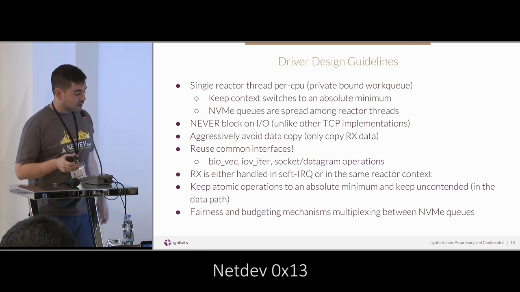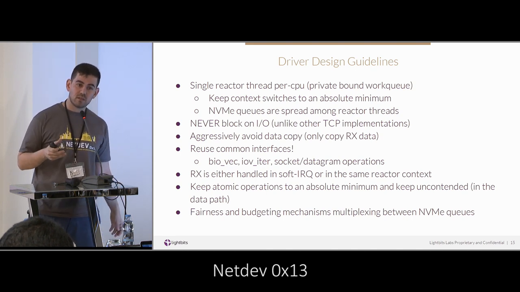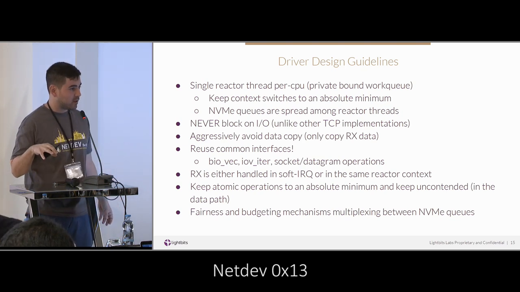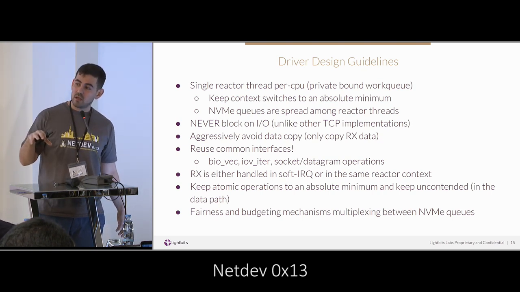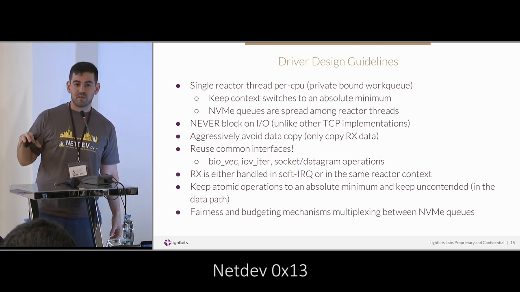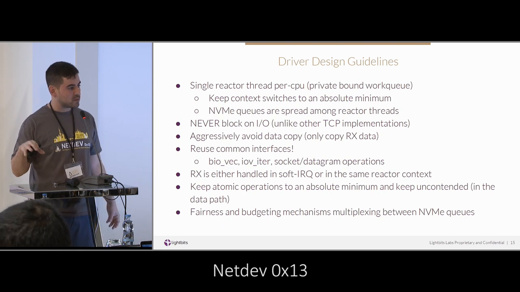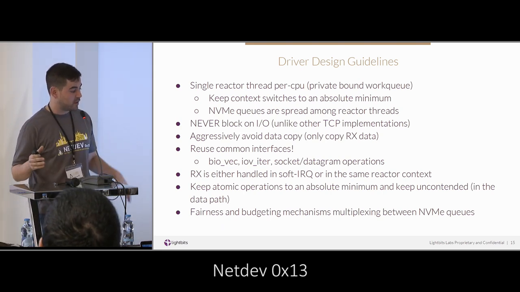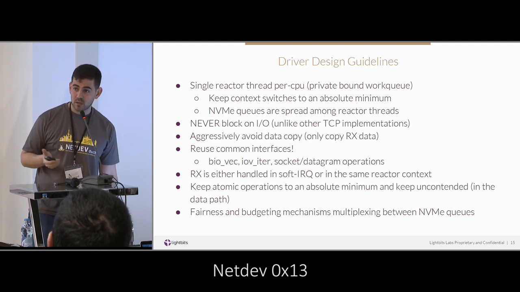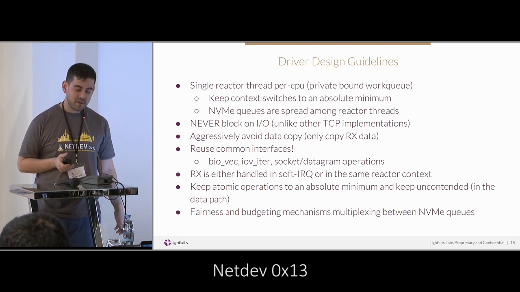So RX is either handled in soft IRQ or in the same reactor context. Here we discovered that with a few network devices, if you're handling the data processing, and data processing in this case is copying the data, as we said, from the IRQ context, you can get multiple out-of-order packets, which can be crucial in protocols like TCP. You want to avoid out-of-order packets as much as possible, and we discovered that there are a few cases where you don't want to process data from the IRQ context, and you want to do it from the reactor context. We keep atomic operations to an absolute minimum and keep them uncontended, so we have few locks in the driver, but most of them are uncontended and probably necessary.